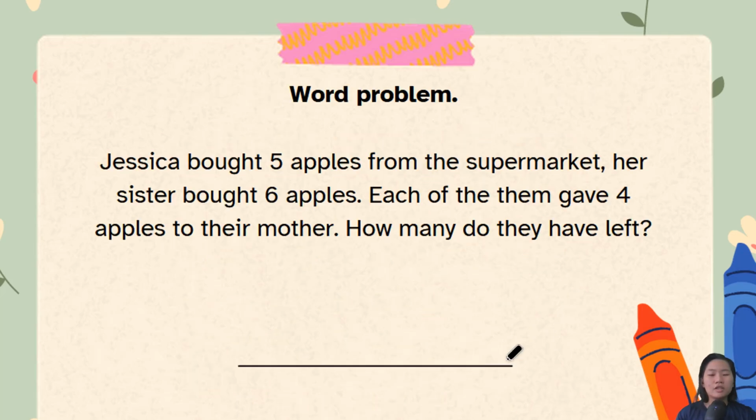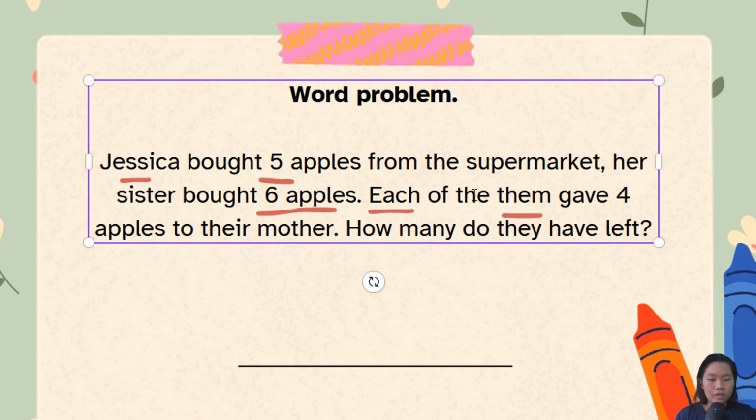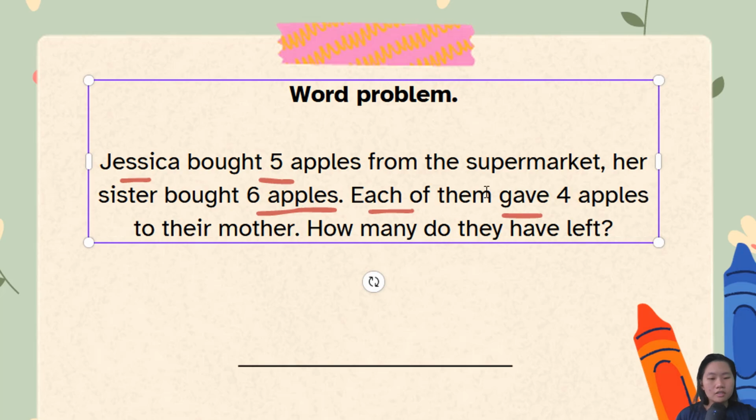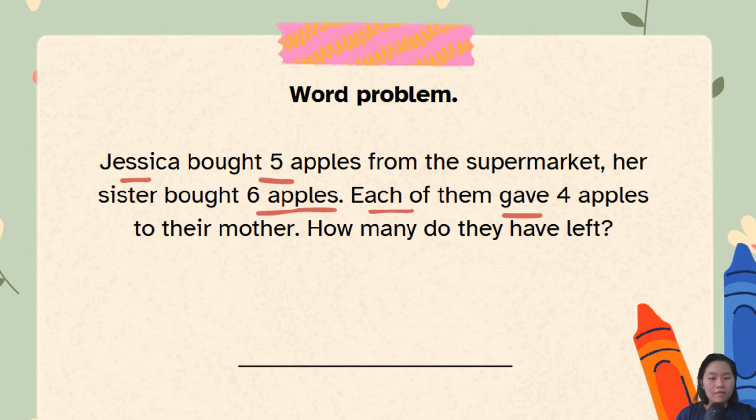Now, last but not least, let's do one last problem before we end our lesson. Jessica bought 5 apples from the supermarket. Her sister bought 6 apples. Each of them, oops, I have a little typo over here. Let me just erase this. Each of them gave 4 apples to their mother. How many do they have left?